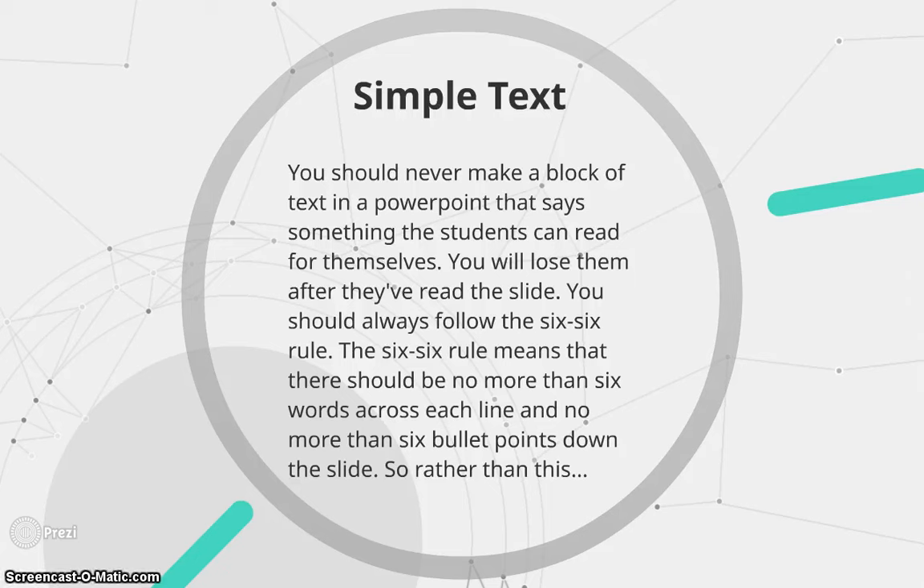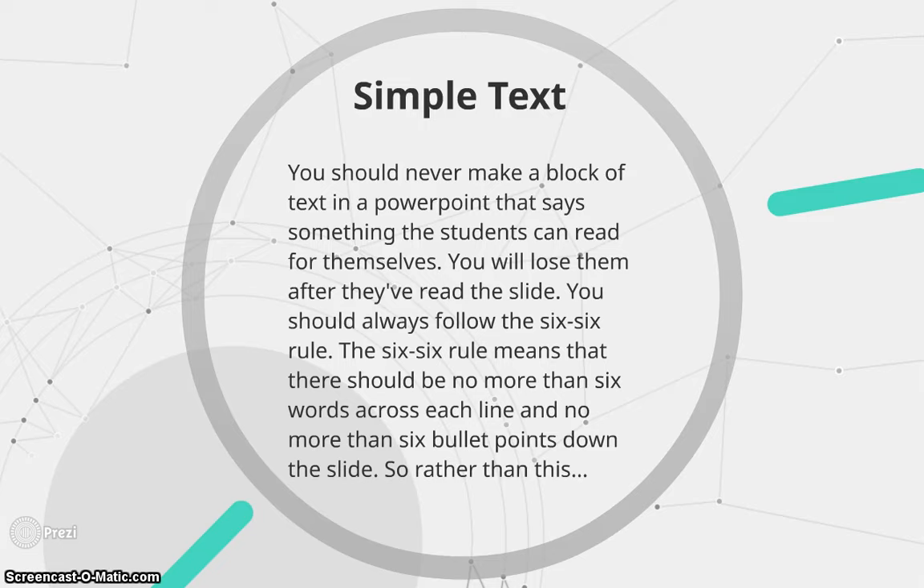You should always follow the 6-6 rule. The 6-6 rule means that there should be no more than 6 words across each line and no more than 6 bullet points down the slide. This was a terrible example of how to do a slide. Don't read off your PowerPoints and don't write a paragraph.